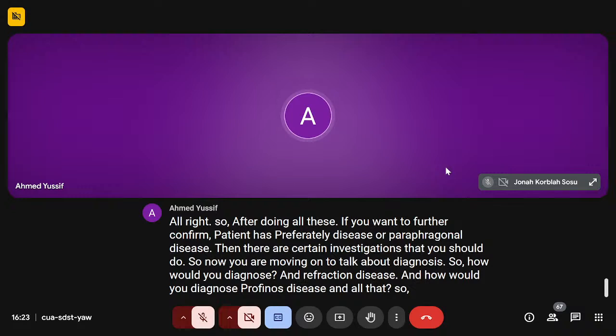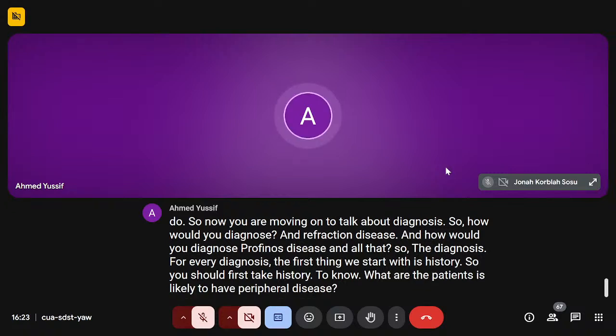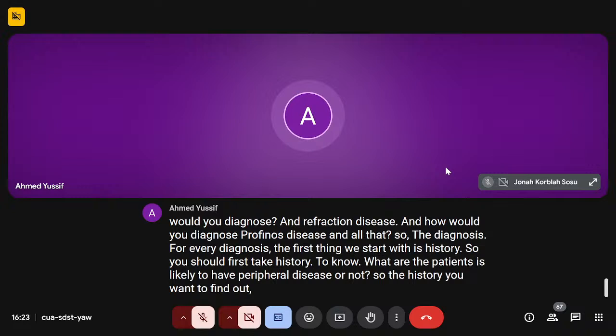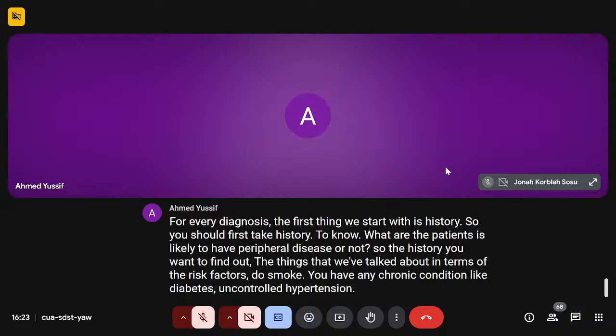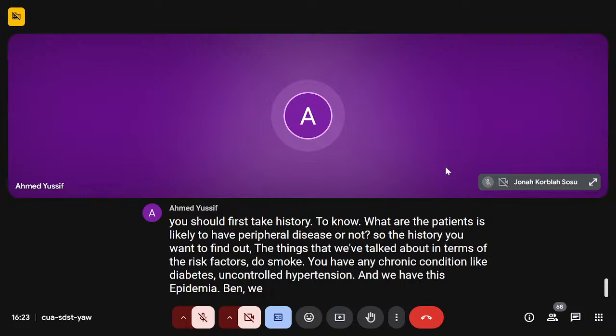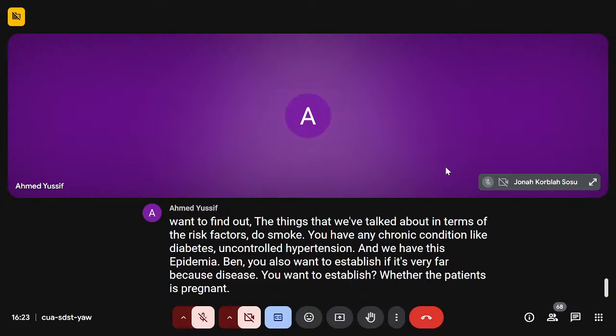For every diagnosis, the first thing we start with is history. So you should first take history to know whether the patient is likely to have peripheral artery disease or not. In the history, you want to find out the things we've talked about in terms of risk factors. Do you smoke? Do you have any chronic condition like diabetes or uncontrolled hypertension? Do you have dyslipidemia? Then, if it's peripheral venous disease, you also want to establish whether the patient is pregnant.